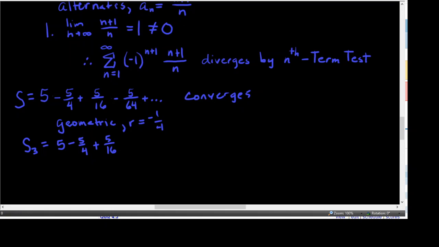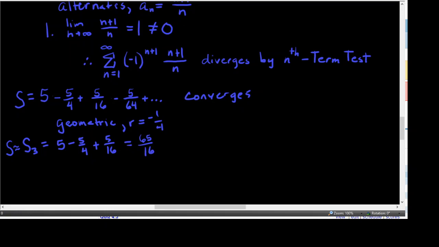So if we try to estimate what S is, let me write that at the beginning. What is S approximately? I'm going to approximate it with a third partial sum, because after that, what we're adding or subtracting is definitely getting closer, closer, and closer to 0. In fact, we already know what the next thing is, 5/64ths, the next thing that's subtracted. This is 65/16ths, which of course is not the sum. It's just an approximation of the actual sum.